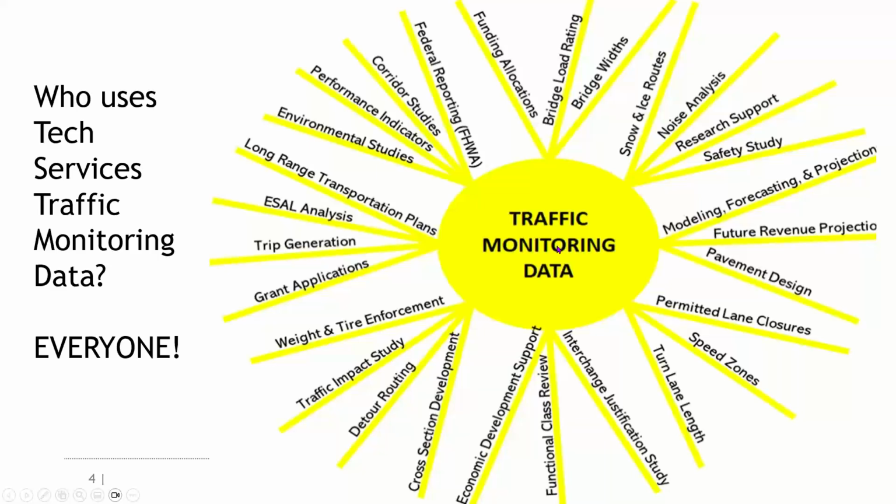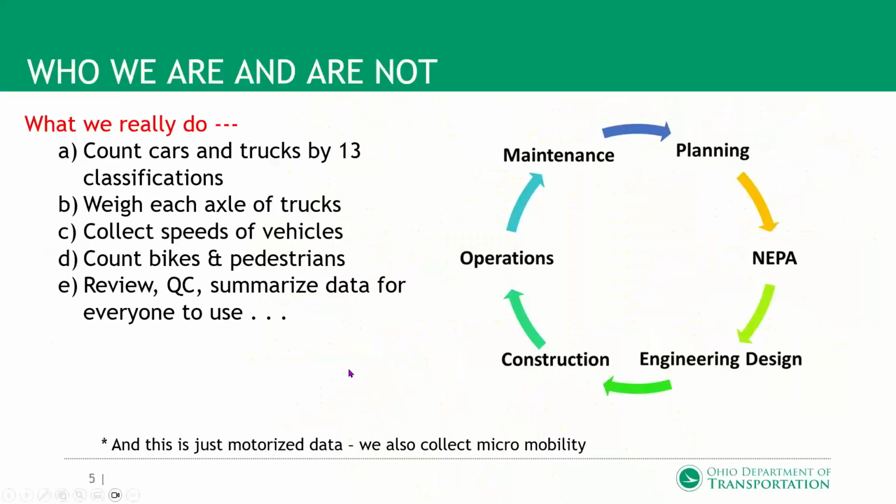I like to say that pretty much everybody at ODOT uses it, from finance for predictions on revenue, obviously, to our operations and maintenance people, environmental studies, permitted lane closure, speed zones, everything. We have a little sliver of everything that goes on.